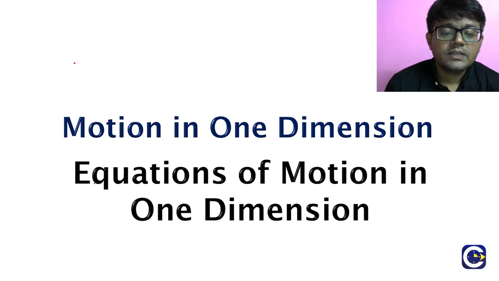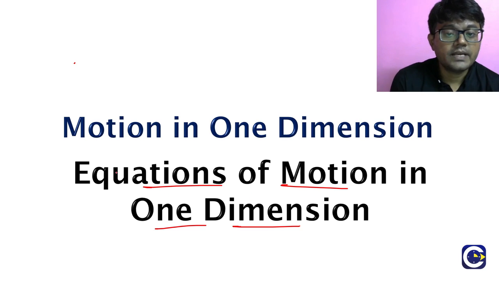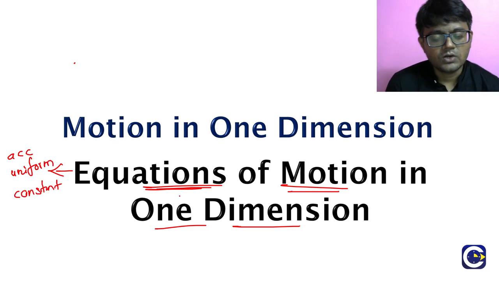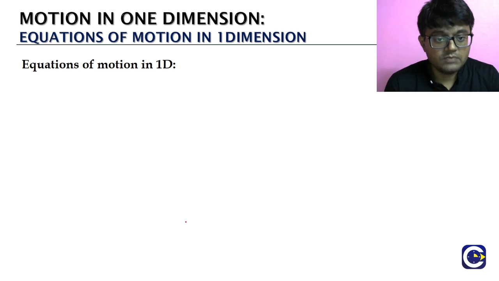Hello everyone. In this video we are going to look at the equations of motion that we will be using in the case of 1D motion. Already in the previous video we have derived the equations of motion, which are for motion where the acceleration is uniform, that is, constant. So equations of motion can be used only when the acceleration is constant. Here we will see how these equations of motion change when we talk about one-dimensional motion.